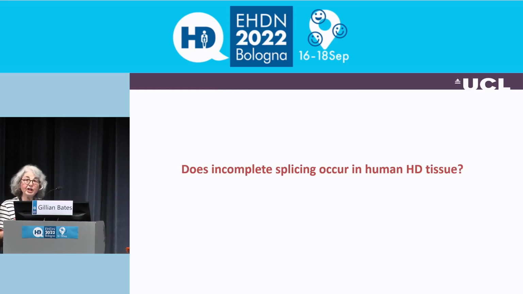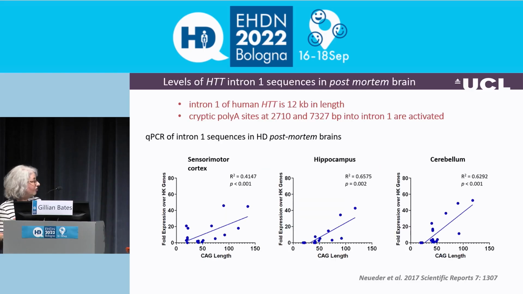Does this occur in human tissue? So when Andreas Neueder was in the lab a few years ago, he used qPCR to look for intron 1 in human brain. So in humans, intron 1 is 12 kb in length, and the cryptic poly-A sites are 2.7 and 7.3 kb into the intron.